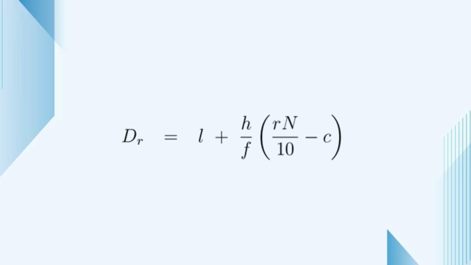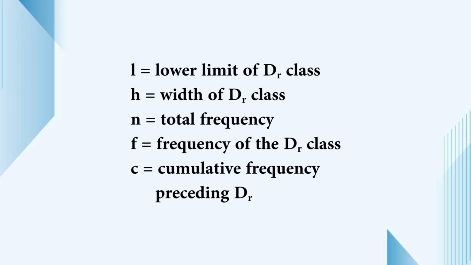Once the decile class is identified, the decile is obtained using the interpolation formula given by decile is equal to L plus h by f into (r n by 10 minus c), where L is the lower limit of the decile class, f is the frequency of the decile class, h is the width of the decile class, n is the total frequency, c is the cumulative frequency of the class preceding the decile class.